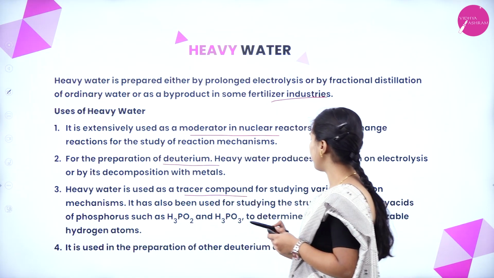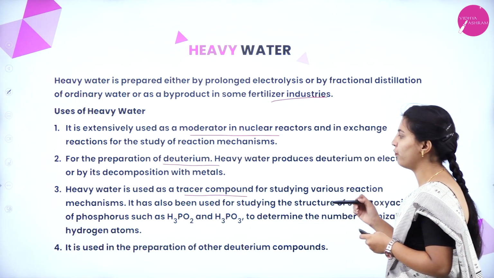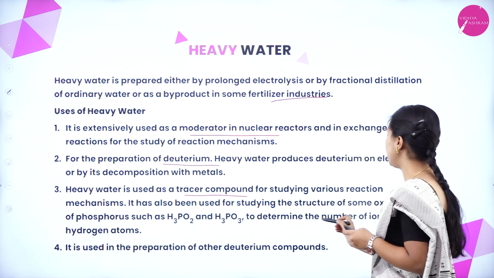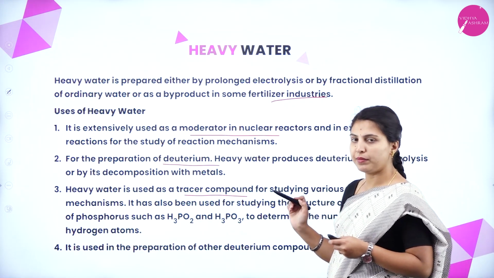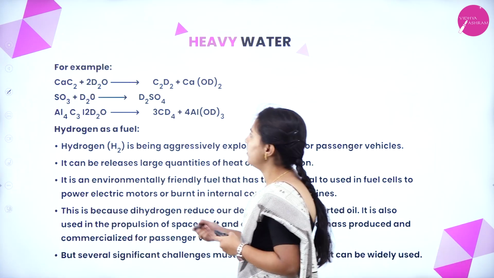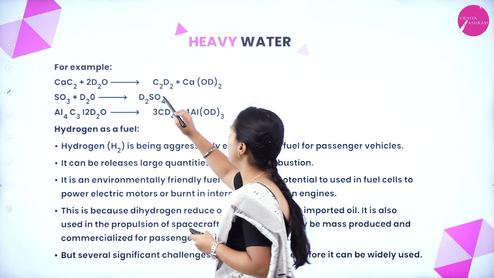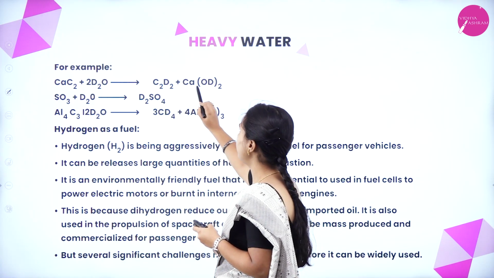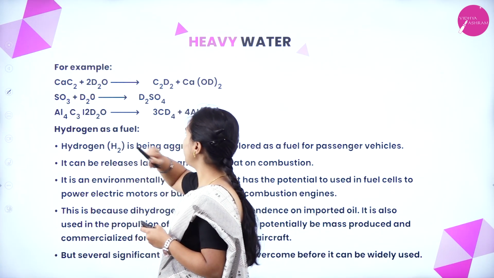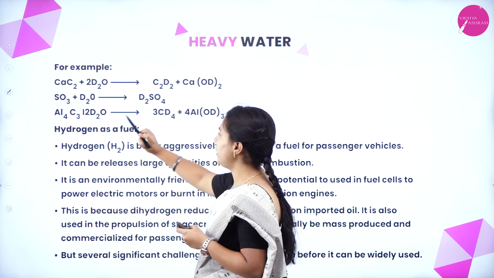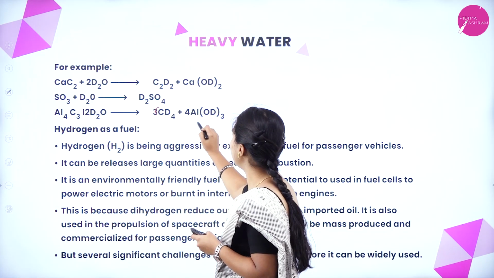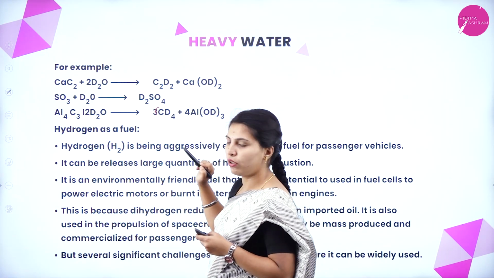It has also been used for studying the structure of some oxyacids of phosphorus, that is phosphoric acid and hypophosphorous acid, to determine the number of ionizable hydrogen atoms. It is used in the preparation of other deuterium compounds also. Calcium carbide with deuterium oxide forms deuteroacetylene plus calcium hydroxide. Sulfur trioxide and deuterium oxide form deuterium sulfate, and aluminium carbide forms aluminium hydroxide.